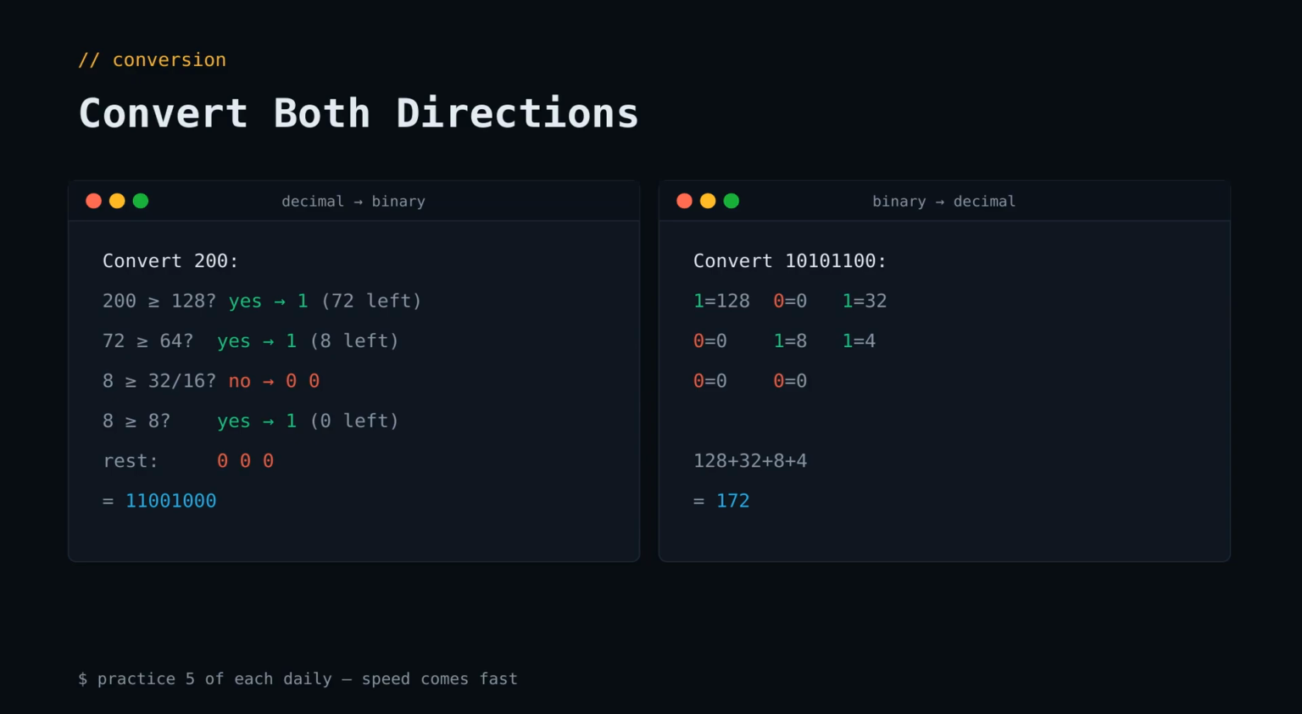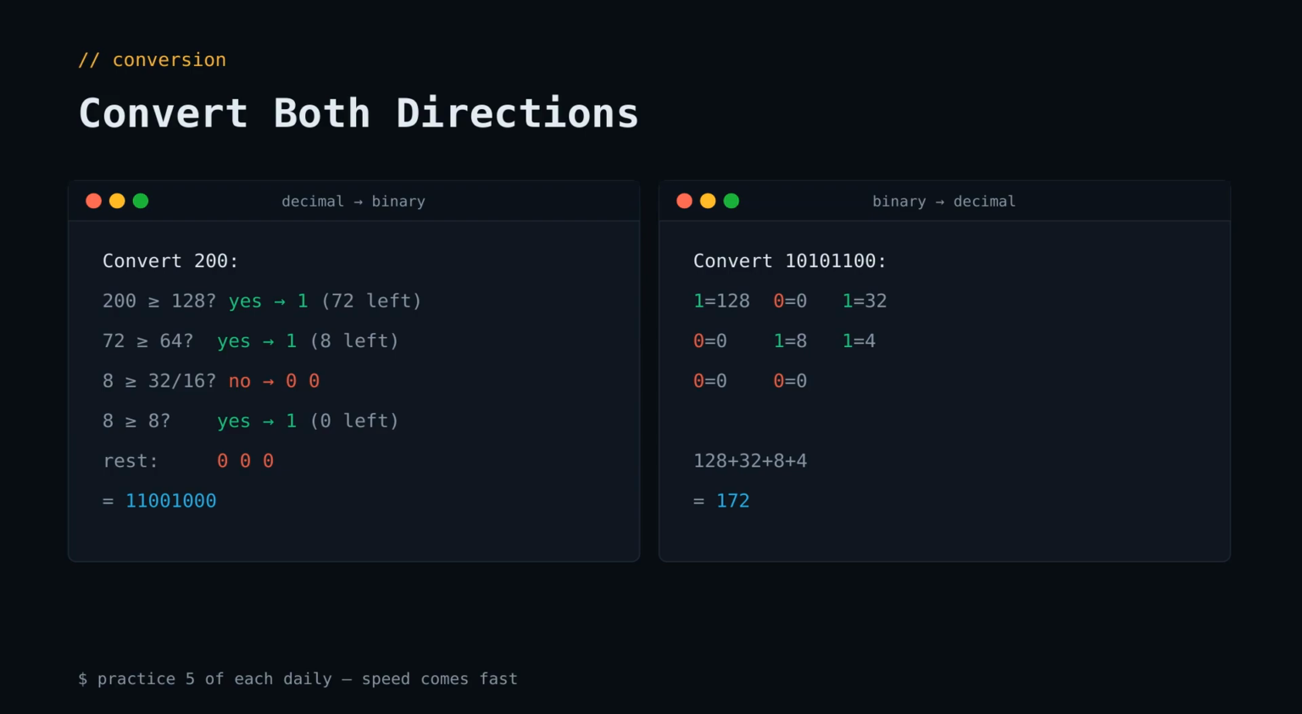Now let's run it both ways. Going decimal to binary, you walk down the place values asking, does it fit? 200 is bigger than 128. So that's a 1, leaving 72. 72 beats 64, another 1, leaving 8. Skip 32 and 16, grab the 8, and pad the rest with zeros, 1100 1000.